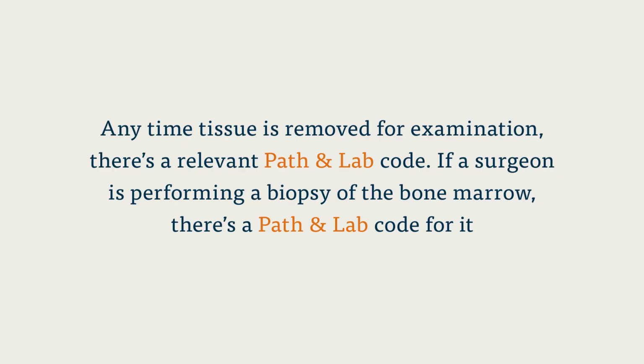The section closes with anatomic pathology, surgical pathology, and a number of other types of pathological investigation. In anatomic pathology, you'll find procedure codes for autopsies. Surgical pathology involves the assessment of human tissue. Anytime tissue is removed for examination, there's a relevant Path and Lab code. If a surgeon is performing a biopsy of the bone marrow, there's a Path and Lab code for it. Ditto for the resection of an adrenal gland or a mastectomy.